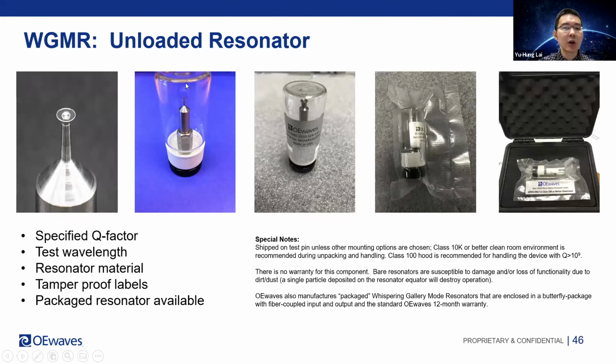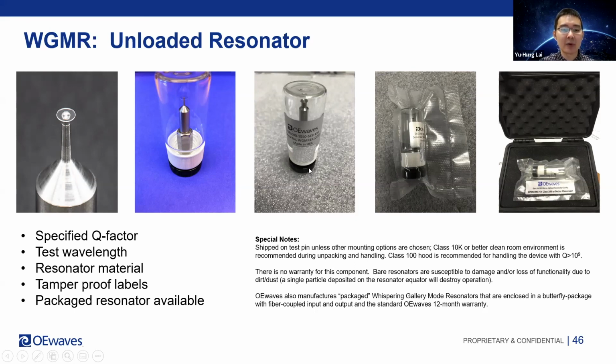Here we show the unpackaged resonator. For example, this is our resonator on the tip of a pin. We package this kind of resonator inside a glass tube and use tamper-proof labels, then put that inside a vacuum package, and then put that inside isolated boxes to minimize the risk during shipping. So when you receive the item, basically you will receive something like this.